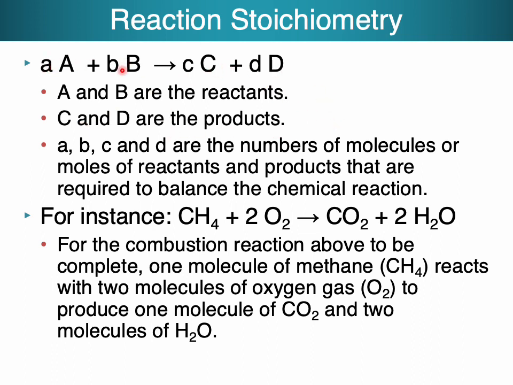And the small a, b, c, d here are the numbers of molecules or moles of reactants and products that are required to balance the chemical reaction, so that the total number of atoms for a particular element on this side would always have to equal the total number of atoms on this side for that given element.